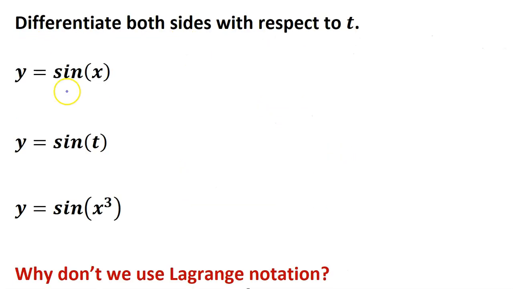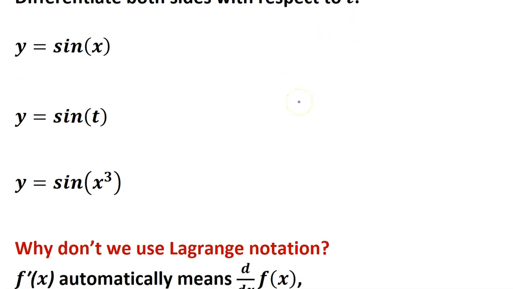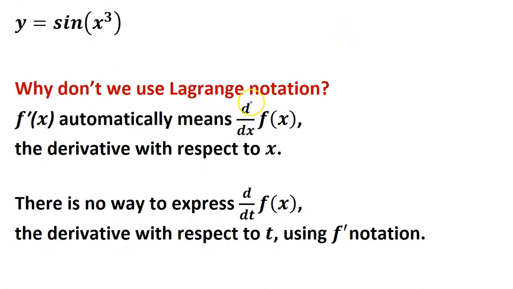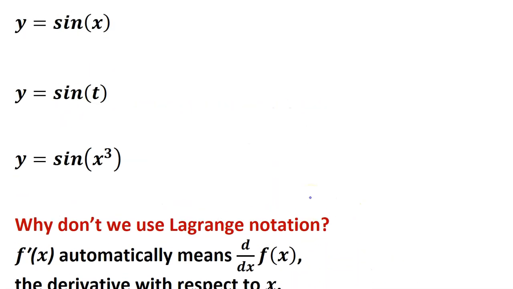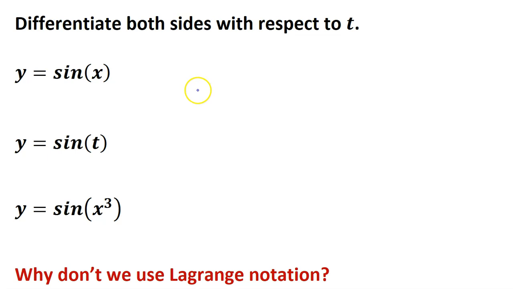For the next 3 problems, we are going to differentiate both sides with respect to t, not x. And this is why we don't use the Lagrange notation, the one with the prime, for implicit differentiation. F prime of x automatically means d dx of f of x, the derivative with respect to x. There is no way to express d dt of f of x, the derivative with respect to t, using the f prime Lagrange notation. So we're going to have to stick to Leibniz from now on.